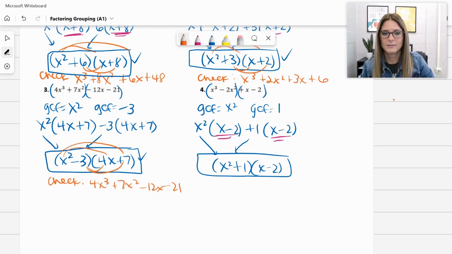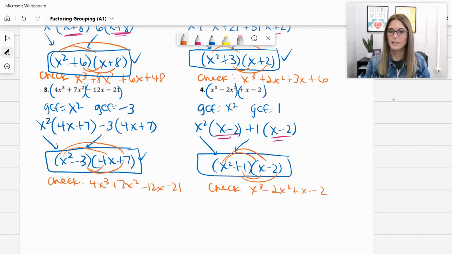Let's check it. I'm going to use FOIL first. Gives me x cubed. Outer, negative 2x squared. Inner, x, and last, negative 2. Do we get it back? We got it back. So sometimes you need to use a GCF of a 1. And I know that seems weird sometimes, but that helps us get it factored down. So don't be alarmed. When you can't find a GCF, you can always use a 1, especially when you're using grouping like this.